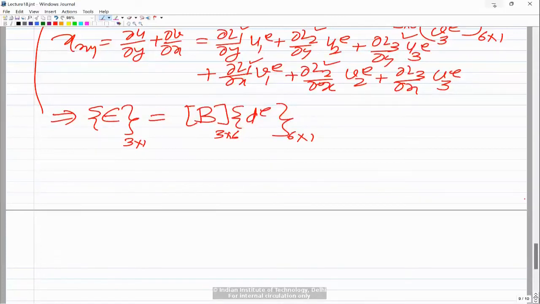If you look at the relations we had derived, del L1 by del X was 1 upon 2 AE into y2 minus y3, and del L1 by del Y was 1 upon 2 AE into x3 minus x2.